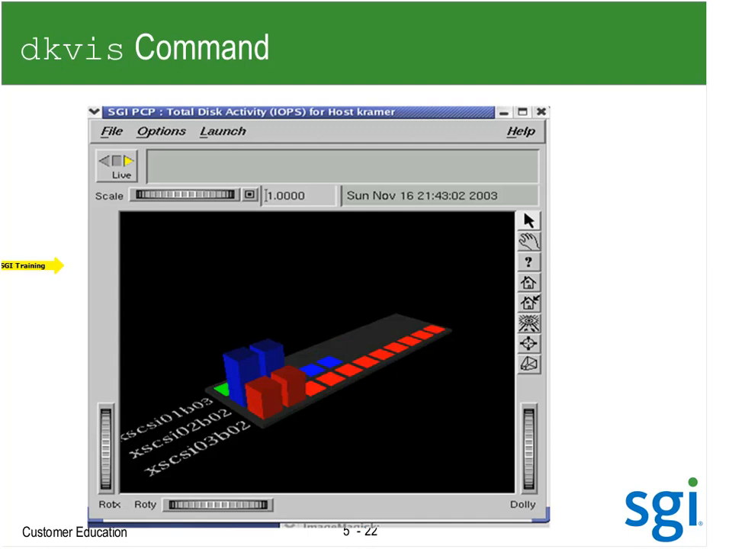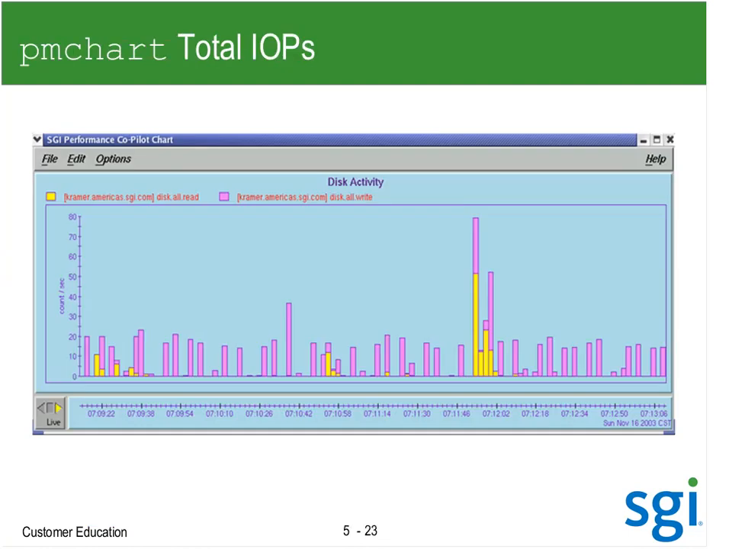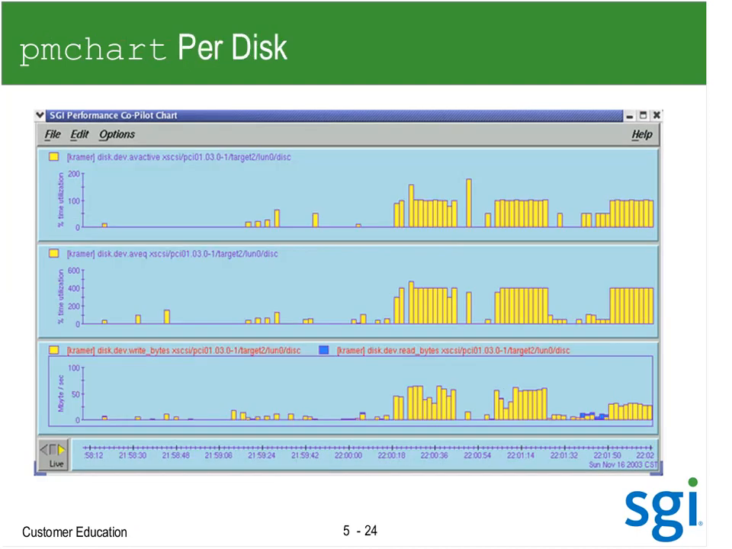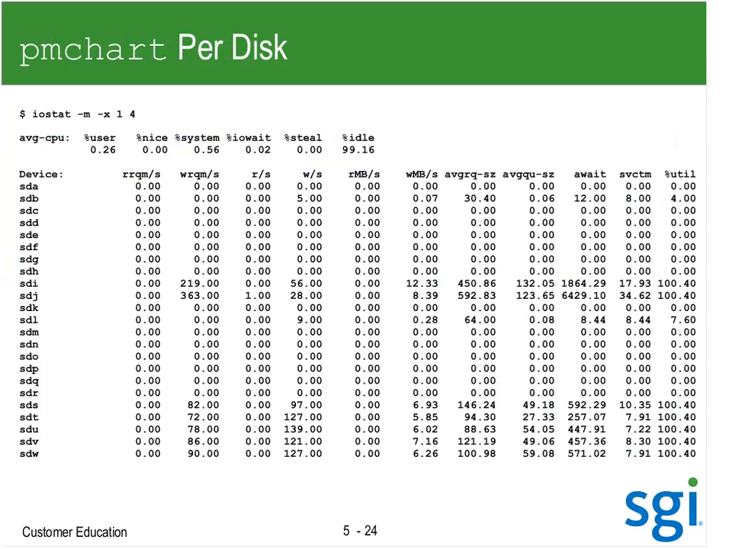I'm going in and looking for the bad stuff, not the good stuff. Here's a PM chart doing IOPS per second. Here it is per disk. Now here's IOStat. I'm assuming, Thomas, you've used IOStat before? Yes.